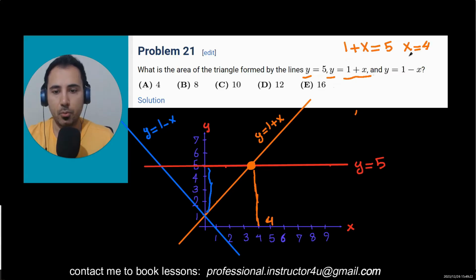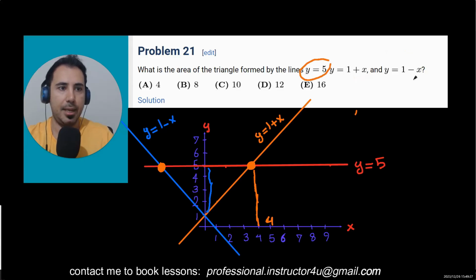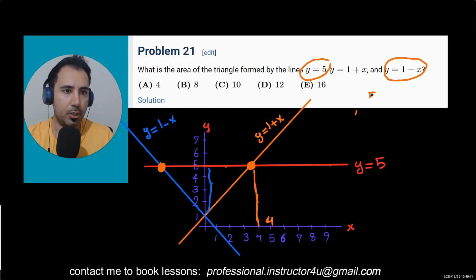Okay, so we just have to find the intersection of the blue and the red. It's going to be like this one. Blue and the red, it would be this one and this one. So the y's have to be equal. So I'm going to go 5 is equal to 1 minus x. So you see that now from here, x would actually be negative 4.